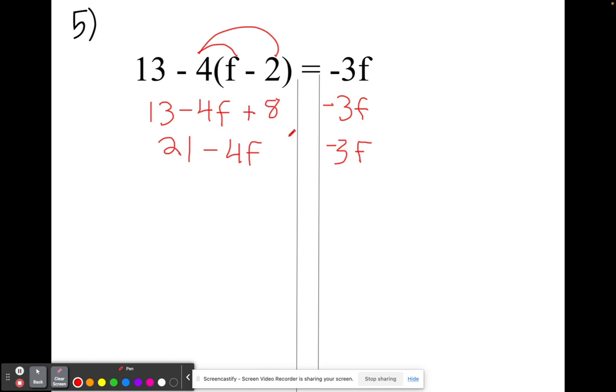Okay, I have negative 3f's over here. I have negative 4f here. They're not the same, so I don't have an identity or a no solution situation. I'm going to go to the bigger party. Negative 3 is bigger than negative 4, so I'm going to add 4f to both sides. And I end up with 21 equals 1f, or just f. So I have one solution, and that's it.